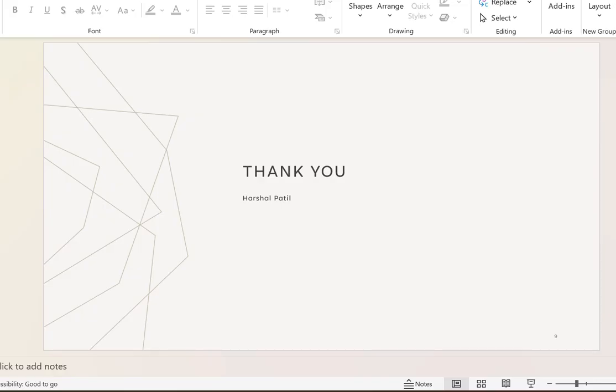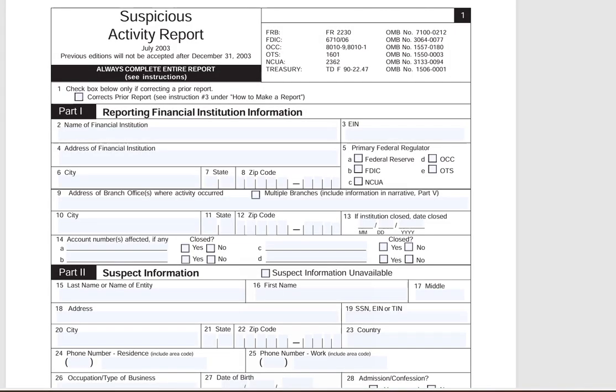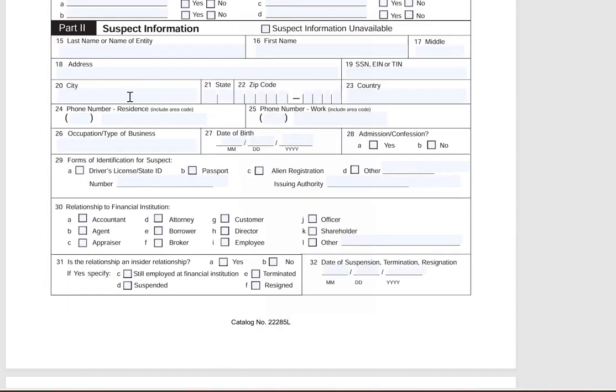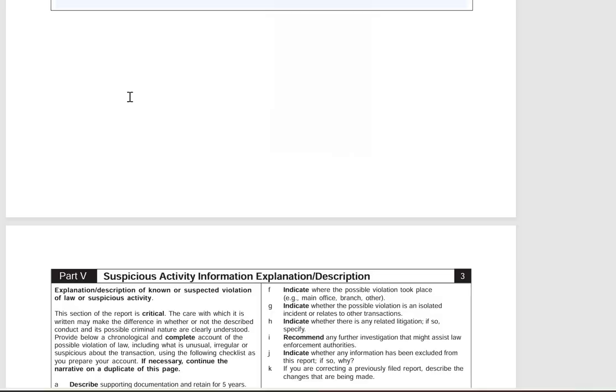But let me show you the suspicious activity report, what it looks like, and what fields the financial compliance team will add. I downloaded this suspicious activity report from the Federal Reserve government. There is the date and other things. There are different kinds of suspicious activity they mention here, and a checkbox if you are only correcting the report. Then I think there are four parts in that report.